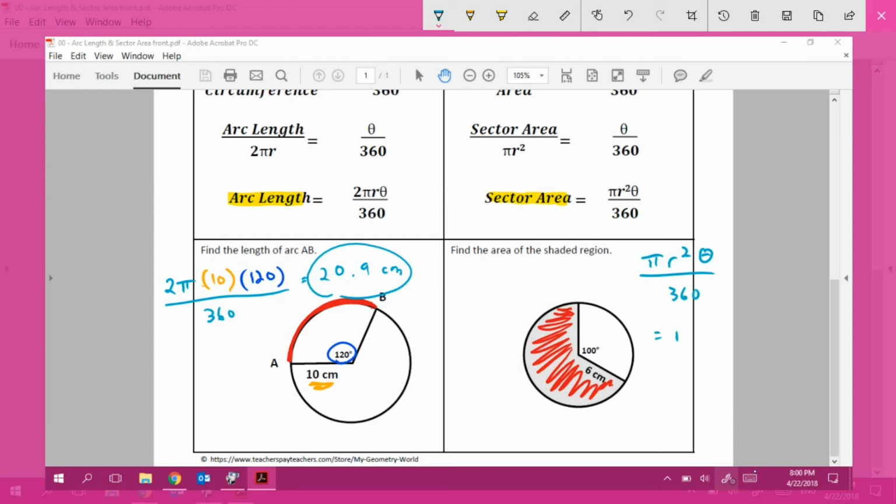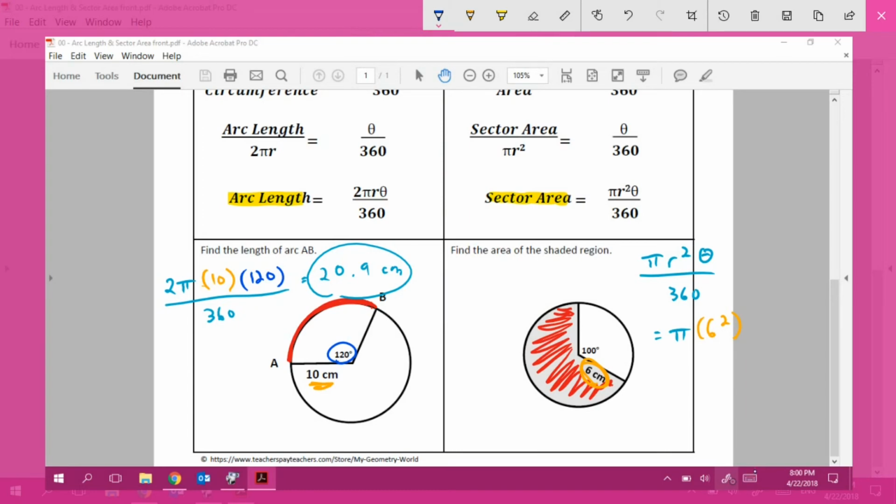So we got pi, we know that. What is the radius on this picture? It is 6. You can see that is right here. So I'm going to put in 6 squared because that's my formula. Then theta. What is theta? Now be careful. We want the area of the shaded region, right? So what's the degrees on the shaded region?